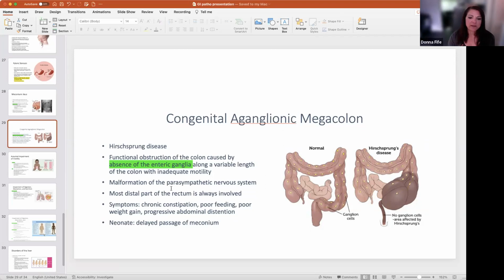This is a malformation of the parasympathetic nervous system. The most distal part of the rectum is always involved here. Symptoms include chronic constipation, because nothing's moving through due to the absence of those ganglionic cells. The patient may have poor feeding, poor weight gain, and progressive abdominal distension, and the neonate may have a delayed passage of meconium.